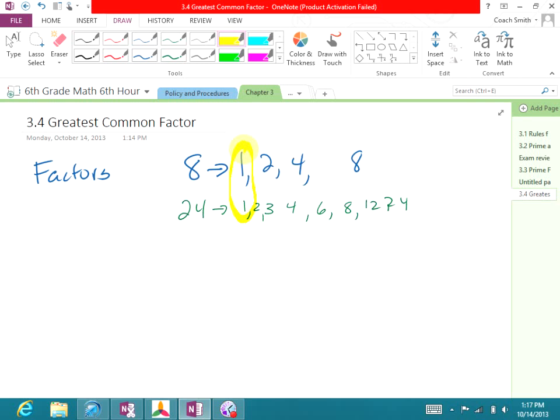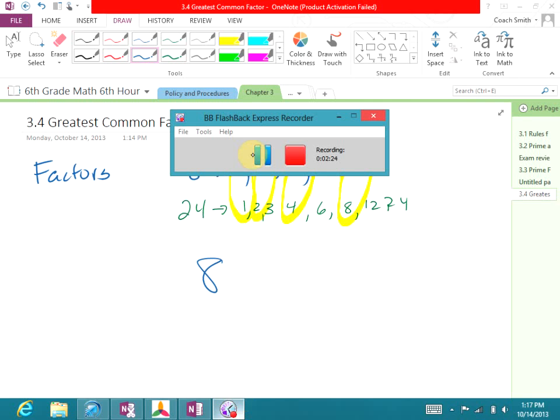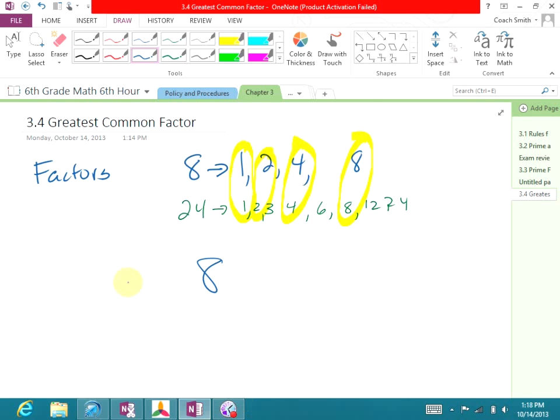All right. Now, as we look, the two numbers have a 1 in common. They have a 2 in common. They have a 4 in common. And they have an 8 in common. So the greatest one that they have in common would be what? 8. Yep. So the GCF is 8, because that's the greatest common factor.